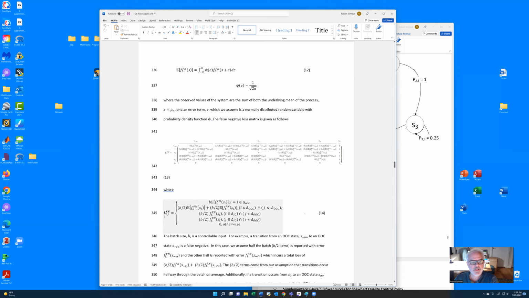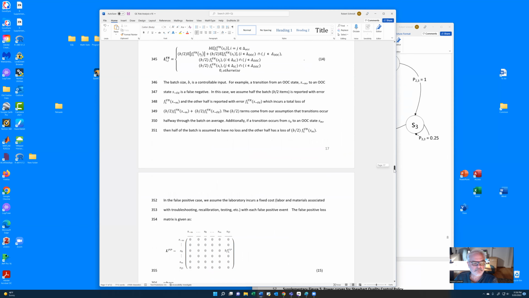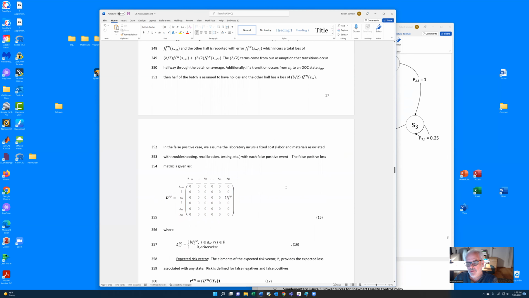And this just says, here's the loss of reporting a shift or an undetected error if I've made a transition from state I to state J. Now we also have a loss function for false positives. So same sort of thing here.